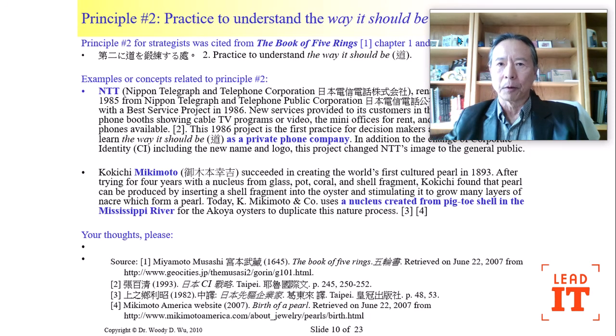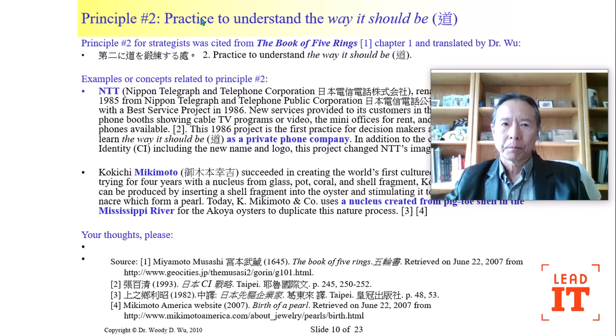The second principle, learn. Practice to understand the way it should be. This is the Zen idea, or just Lao Tzu's idea, the way it should be. That's Tao. Tao, the closest word, is persistency. You practice to perfect each time and every time. That's the way it should be. I think we can all agree, right? We spend time and money to go to a restaurant. We want the quality each time and every time.